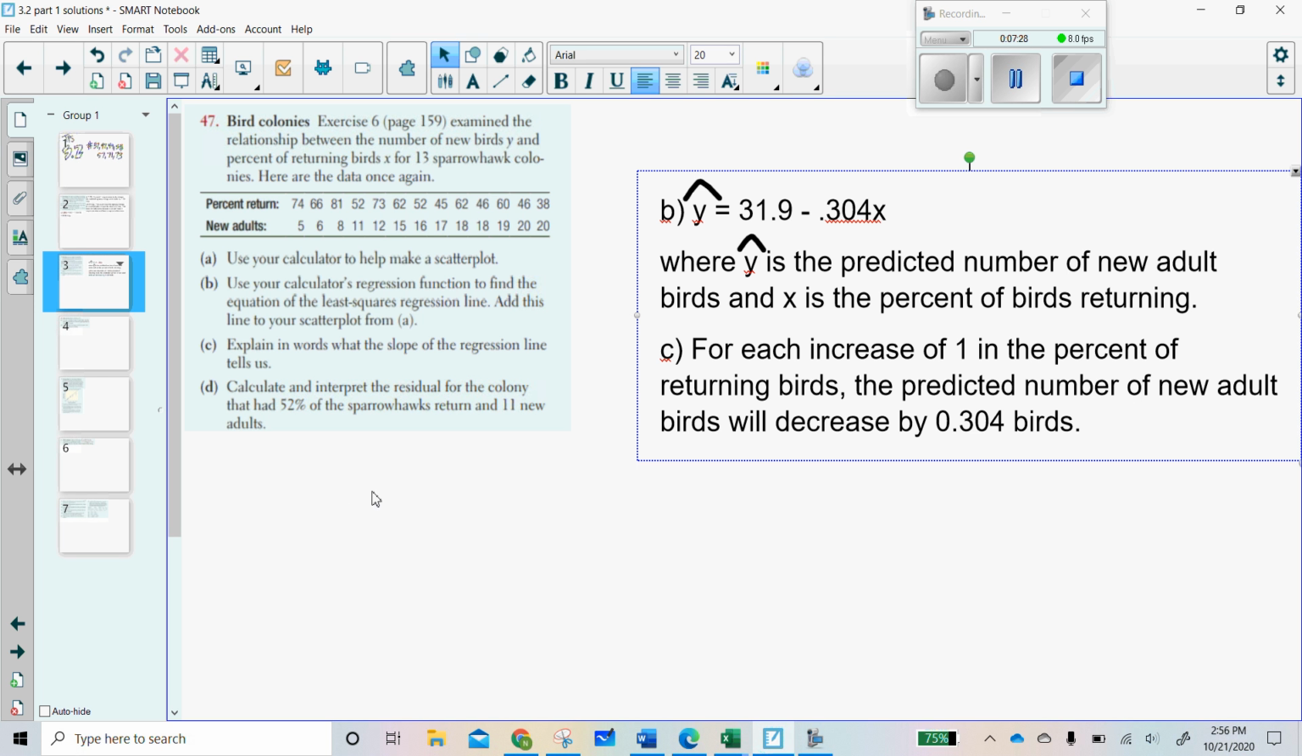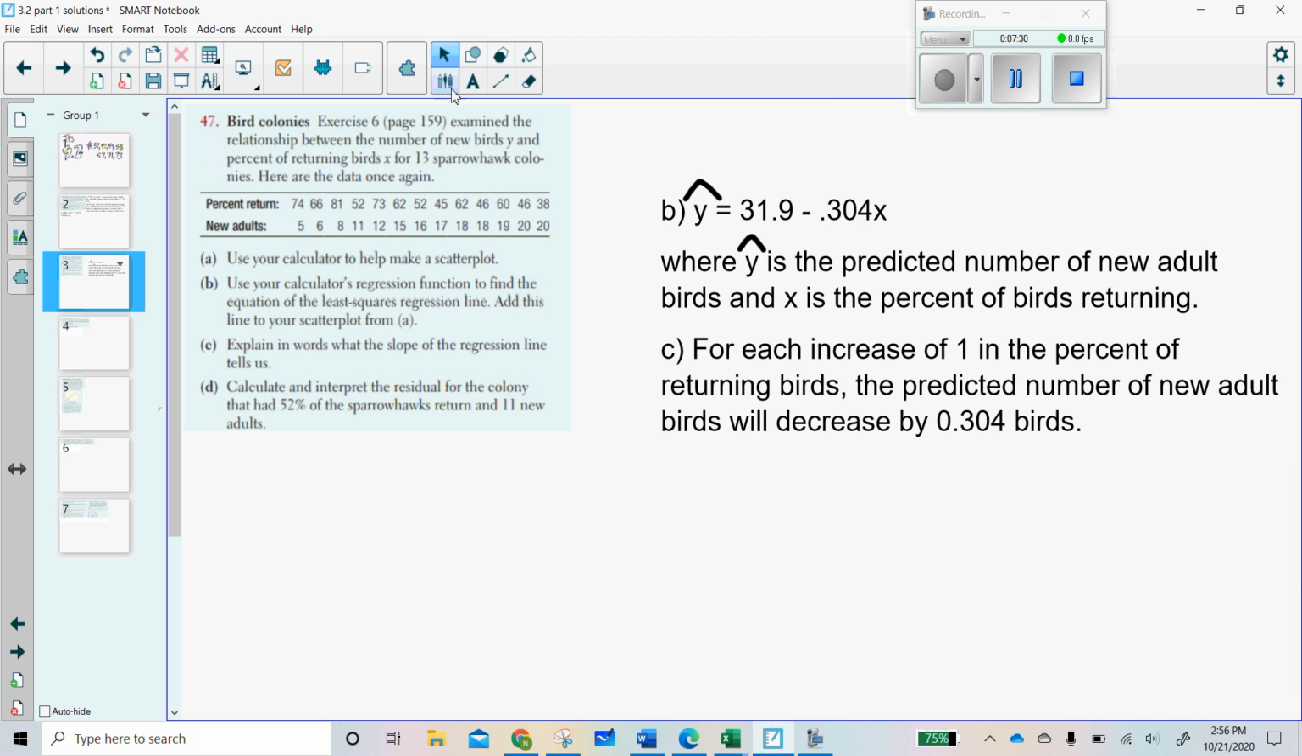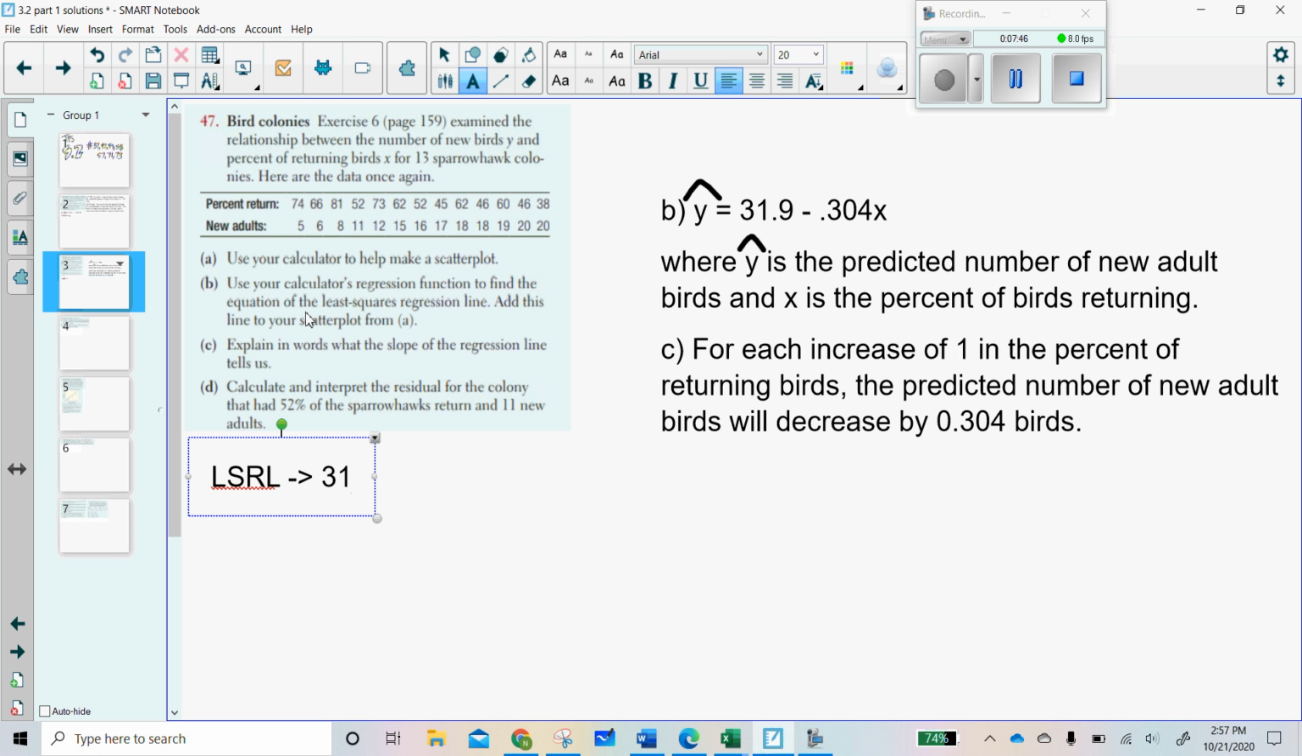D, calculate and interpret the residual for the colony. Whenever you're calculating residuals, remember residuals are the actual value minus the predicted value. So I need to find what the predicted value is, and I just mentioned this in the last problem: I find predicted values by plugging into the least squares regression line. So I'm going to do 31.9 minus 0.304 times, and it was saying for 52%, so I would plug in the 52%.